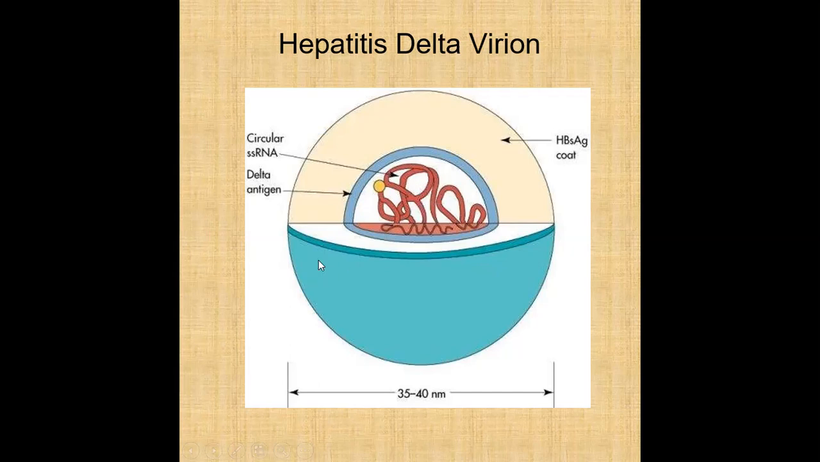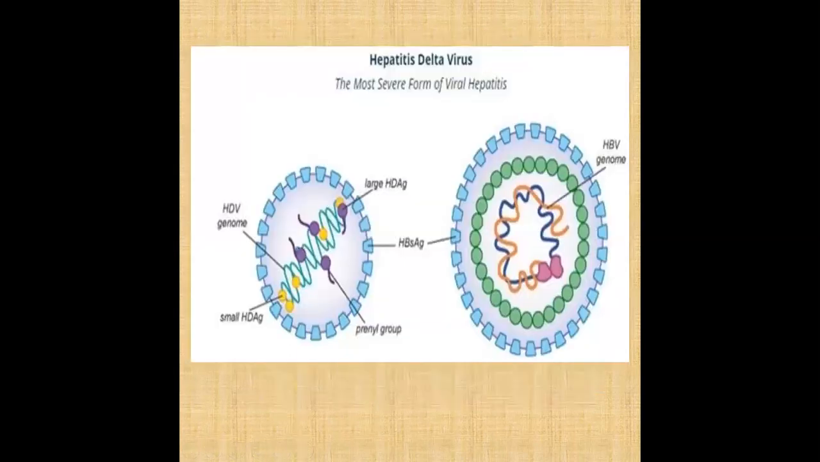The total size of the delta virus is about 35 to 40 nanometers in diameter. If we see the details of this structure again, externally on both sides there are hepatitis B surface antigens, whereas on the internal side there are purple lines that are the hepatitis D antigens, which are responsible for causing this disease.